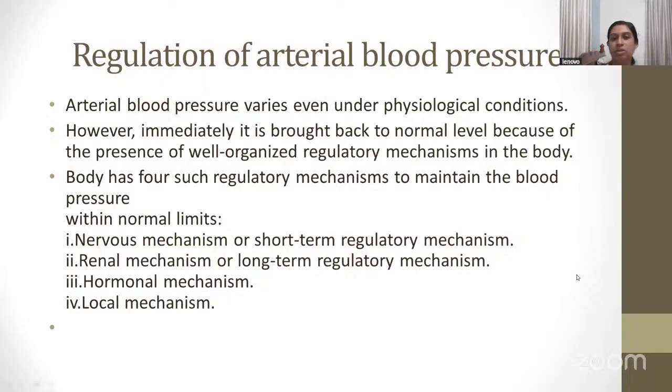So, our body has 4 regulatory mechanisms to maintain the blood pressure within normal limits. First is the nervous mechanism. These things can also be asked as short notes. Nervous mechanism or short-term regulatory mechanism. Second is the renal mechanism or the long-term regulatory mechanism. That includes the RAS system, the renin, angiotensin, aldosterone system, etc., which comes under the renal mechanism. Third is the hormonal mechanism. And fourth is the local mechanism. These are the 4 things which are generally regulating the arterial blood pressure.